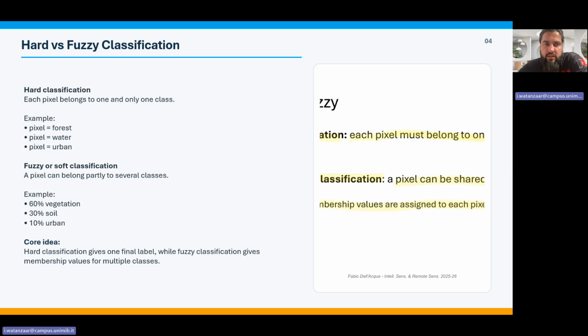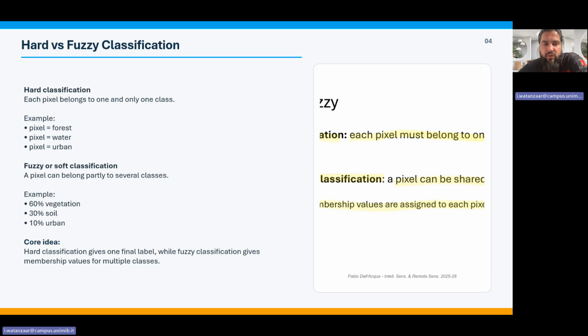Hard classification means belonging to only one class. So, for example, pixel equals forest, pixel equals water, or pixel equals urban. A certain pixel can belong to only one class at a time, either water, forest, soil, or urban areas. But fuzzy classification, which we also call soft, like hard or fuzzy, we also call fuzzy soft.